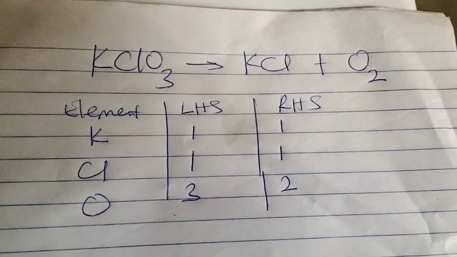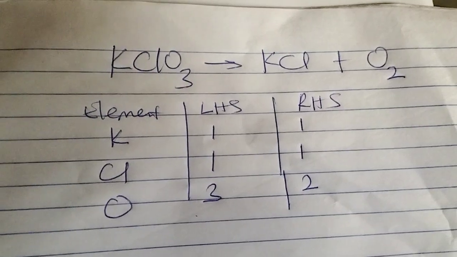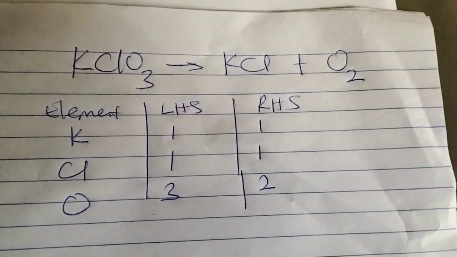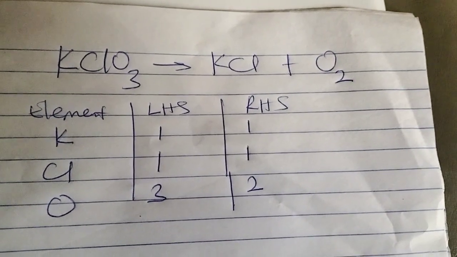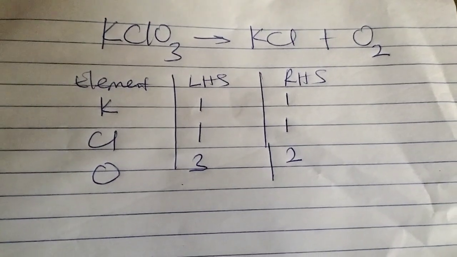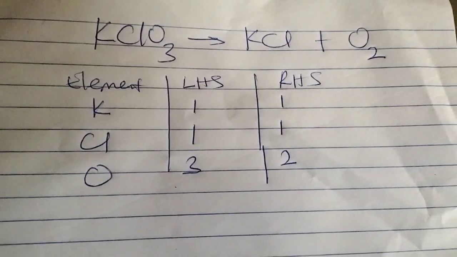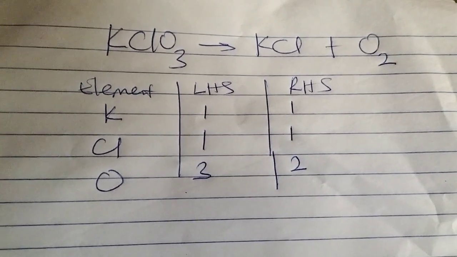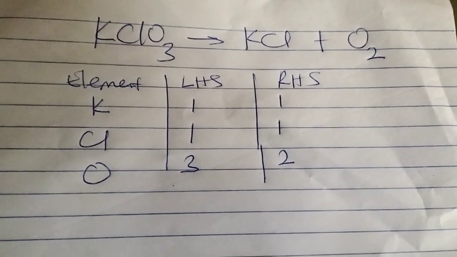The left-hand side contains 1 atom of potassium, 1 of chlorine, and 3 of oxygen. Right-hand side, 1 of potassium in potassium chloride, 1 of chlorine, and 2 of oxygen. If you examine the table very well, you see that all the atoms are balanced except oxygen. Which side of oxygen is smaller? The right-hand side, the product side.